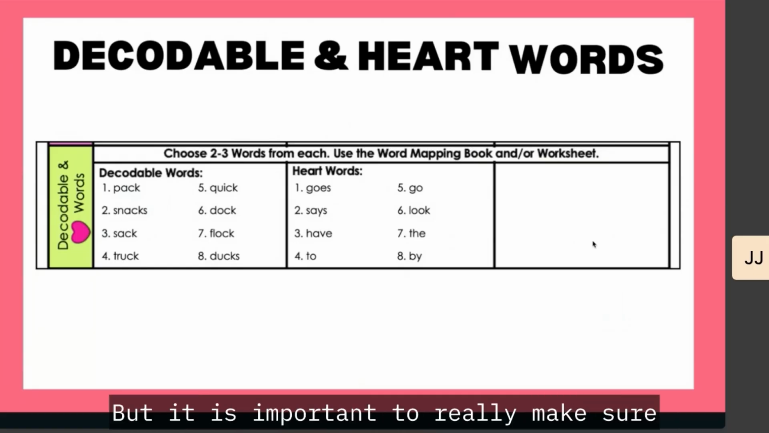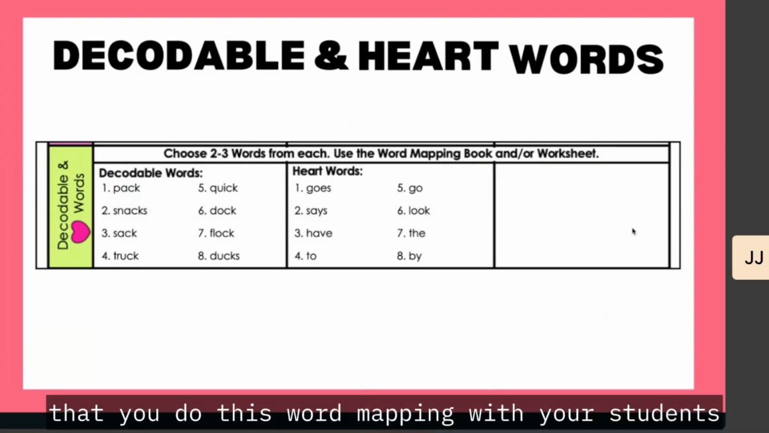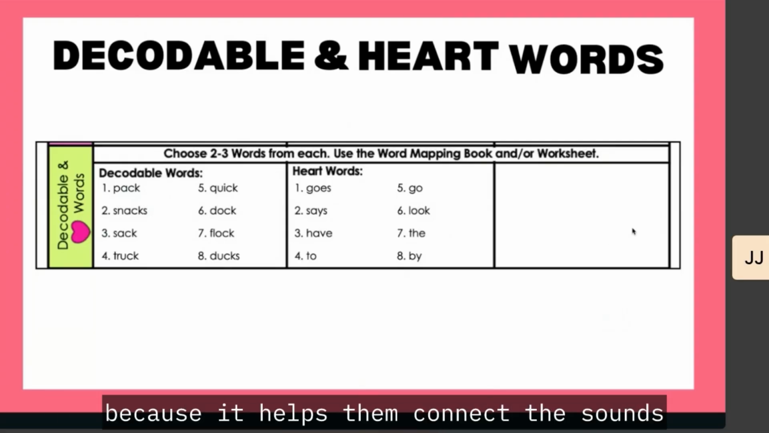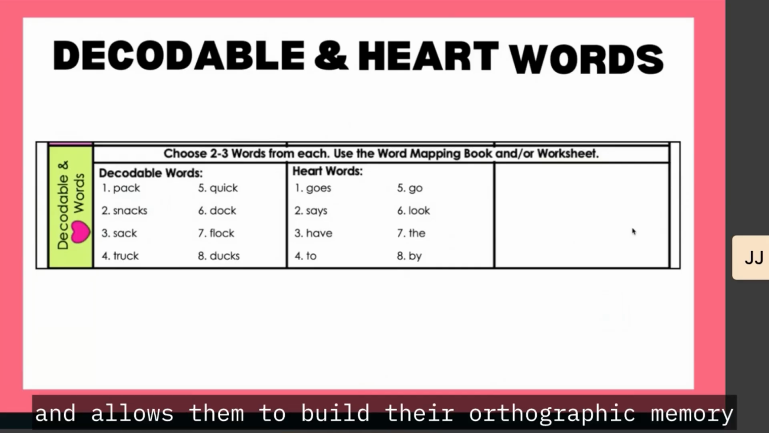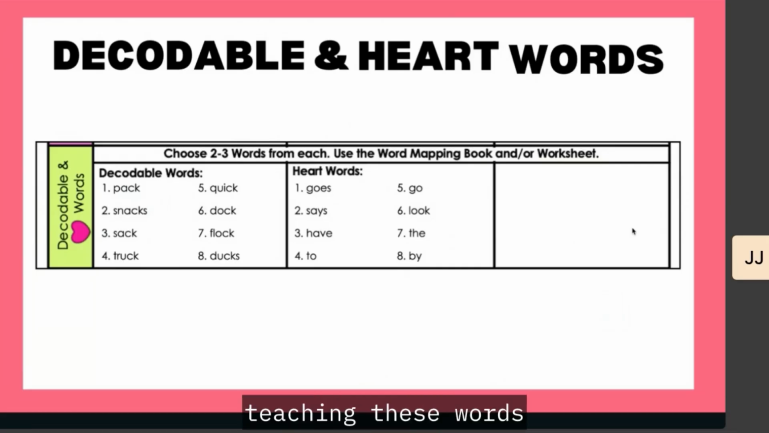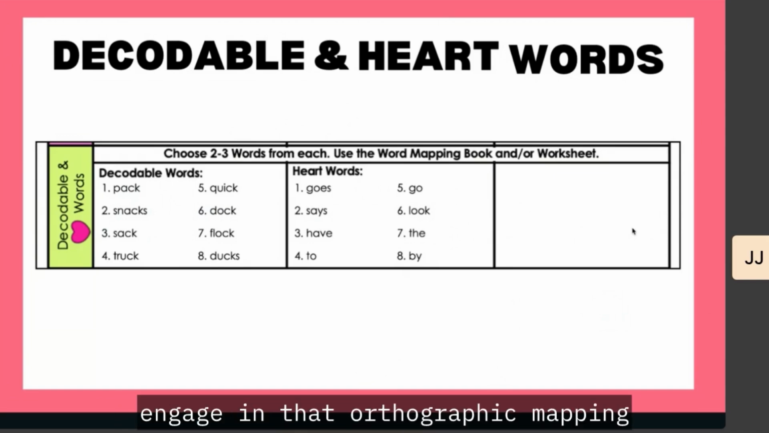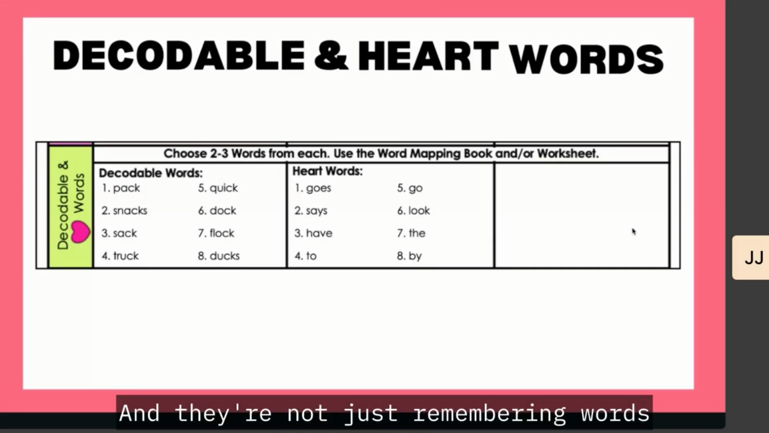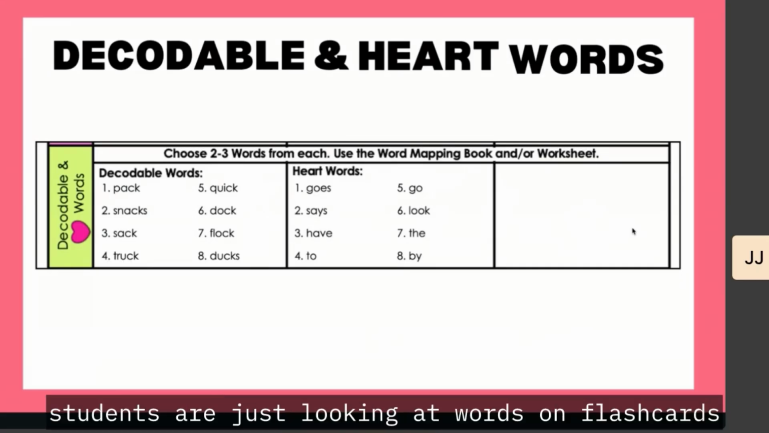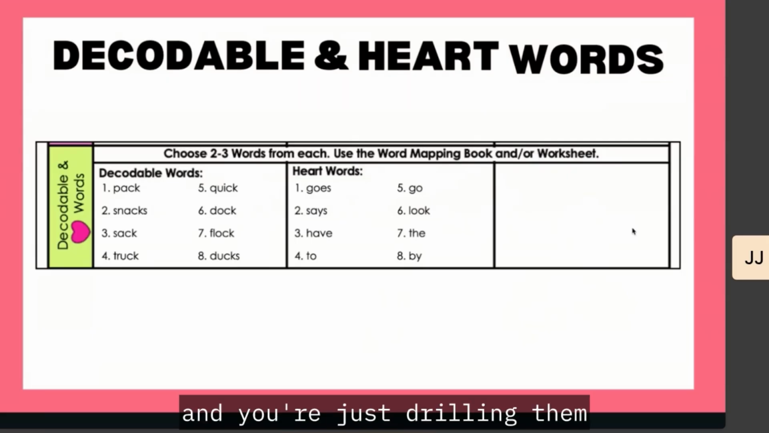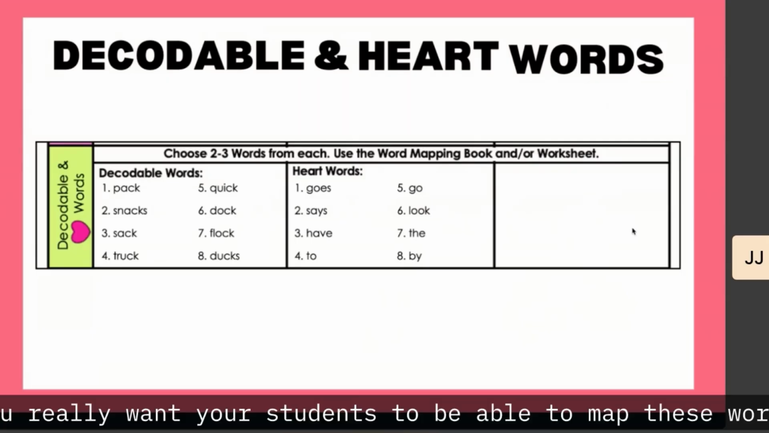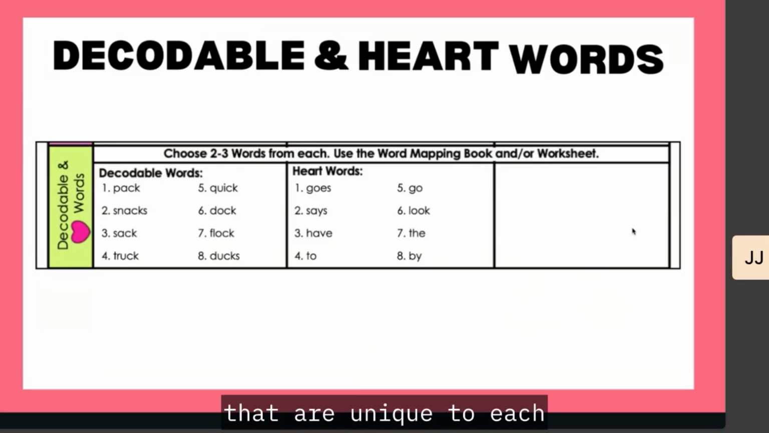But it is important to really make sure that you do this word mapping with your students because it helps them connect the sounds, the spelling, and the meaning, and allows them to build their orthographic memory. And teaching these words, especially the heart words, explicitly really allows the students to engage in that orthographic mapping, and they're not just remembering words. It's not just students looking at words on flashcards and you're just drilling them. You really want your students to be able to map these words and understand the sounds that are unique to each letter pattern. And so again, make sure that you watch that word mapping video if you haven't already, so you can see how to do this portion.